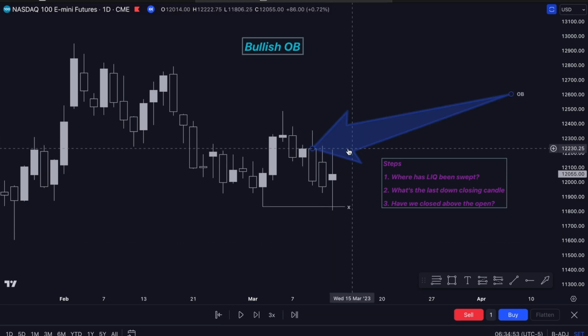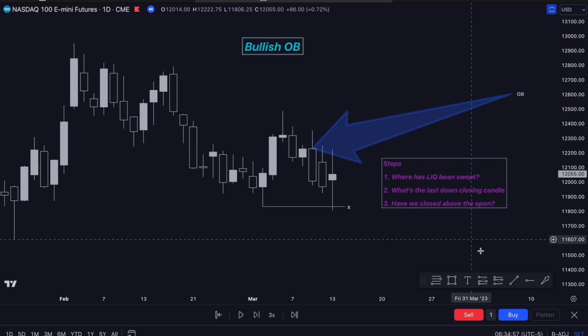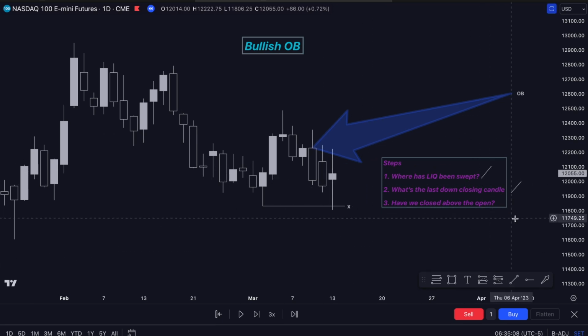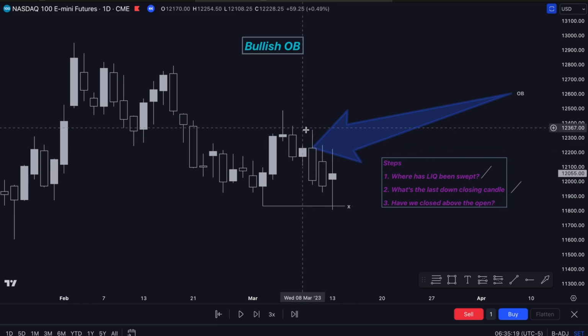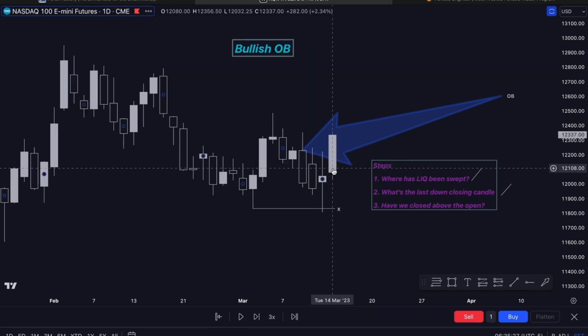So this is where your area of support would start for your move, and your stop loss can be below the low. Now that we've ticked these 2 steps off, we have to ask ourselves, have we closed above the open? So this is the open. You're not going to use this one as you're using both, so you're starting at the highest one. This candle here has closed above the open, so now this order block is validated.